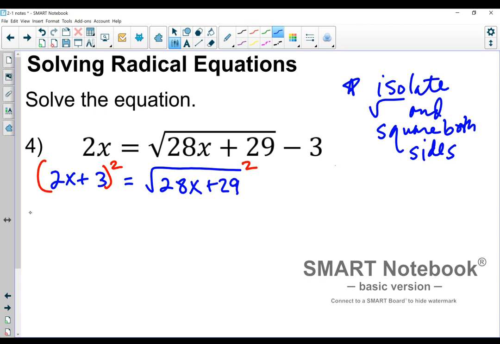So now I have a 4x squared plus, my middle term is these two multiplied, 2x times 3 is 6x, and then doubled is 12x, plus 3 squared is 9. When I square the other side, I just get a 28x plus 29.